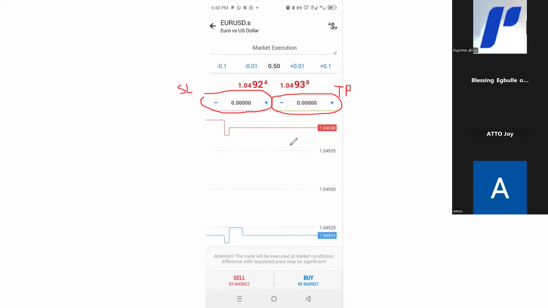And after you've set the take profit and the stop loss, you now come to the lower part here. If it is a buy trade, you click buy by market. If it is a sell trade, you click sell by market. That's just how to use this to trade. I believe we got that. Market execution, lot size, take profit on the right, stop loss on the left. Then you click whether it's a buy trade or a sell trade, and you will have executed your trade if you follow the process like that.